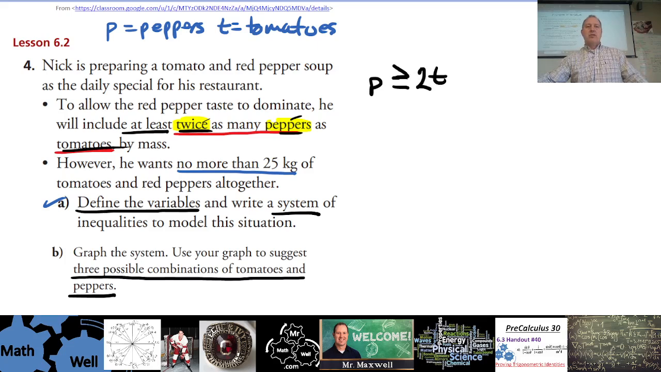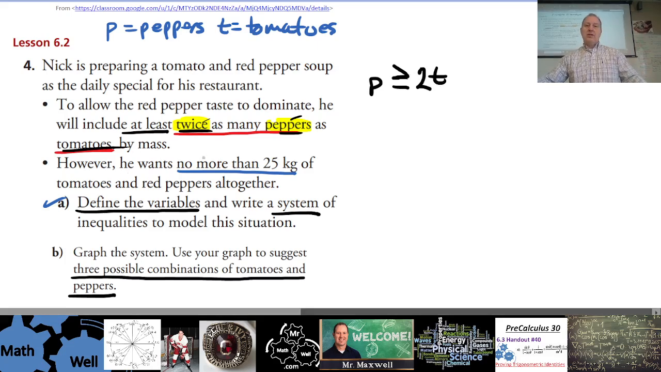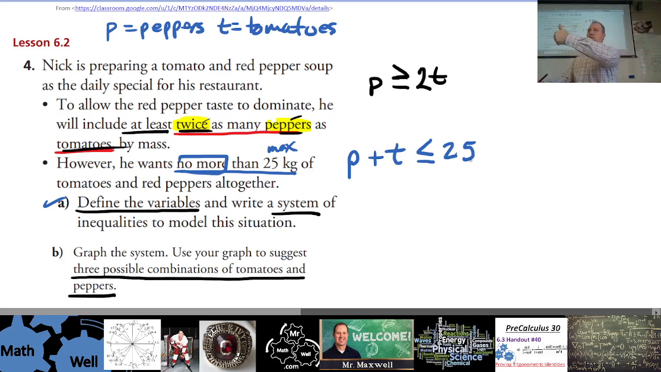Okay, all right. Let's do blue and let's do the next one. So he wants to have no more than 25 kilograms of tomatoes and red peppers altogether. That one's a super easy one, right? It's like peppers plus tomatoes. Now, no more means that 25 is the max. The maximum. Does that make sense? So P plus T has to be less than or equal to 25. The 25 has to be the biggest compared to these guys. So no more than 25. That means that 25 is the max. So the peppers and tomatoes have to be less than or equal to 25. Thumbs up? Yes? Good so far. Any questions?